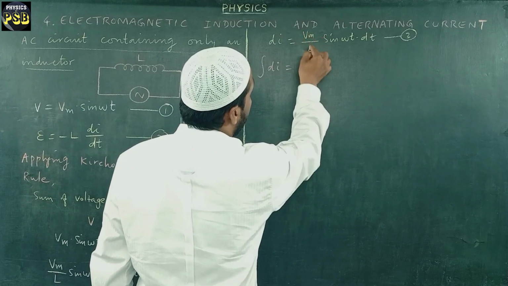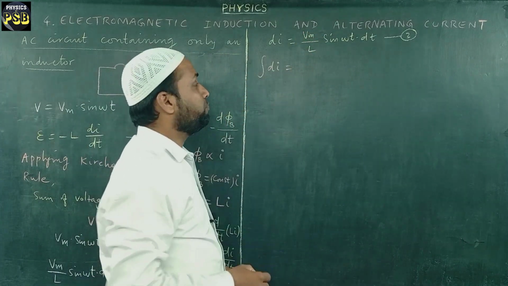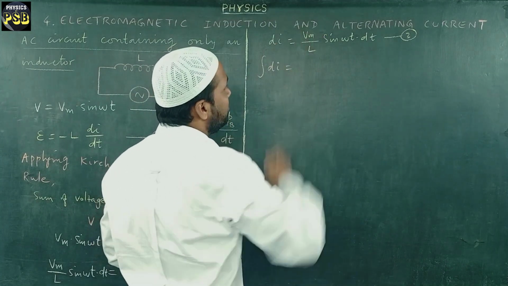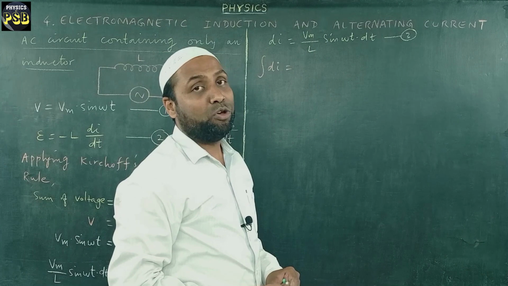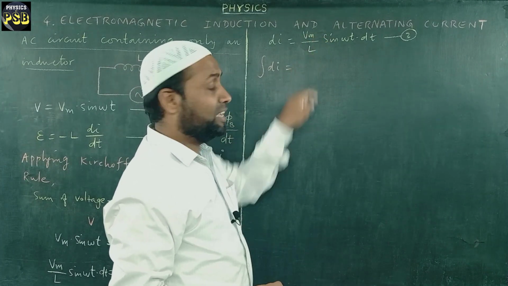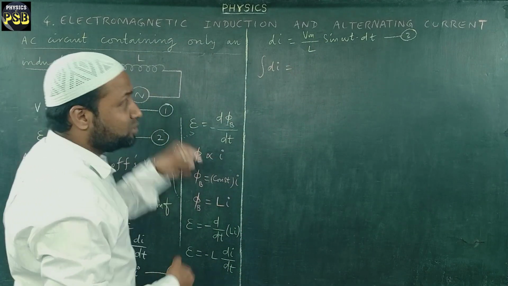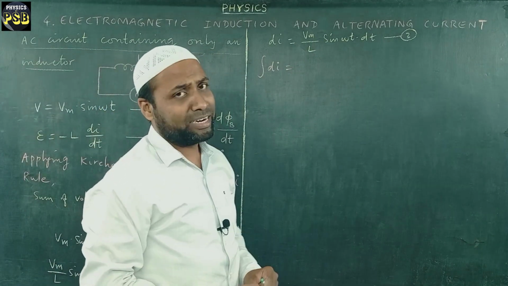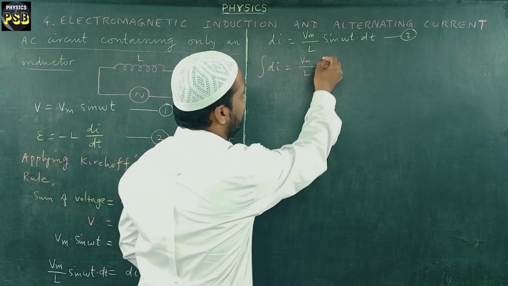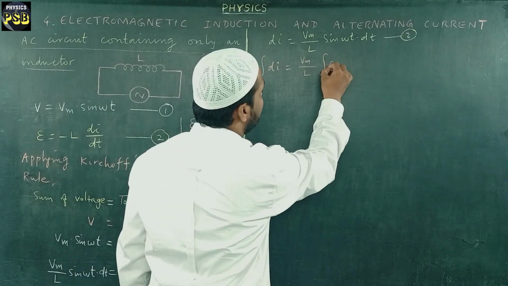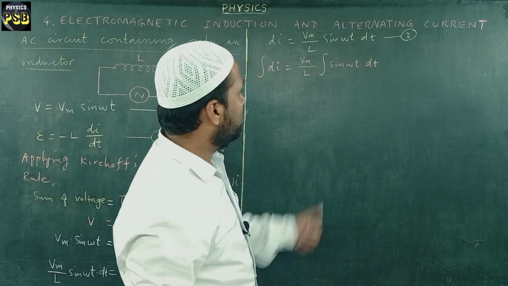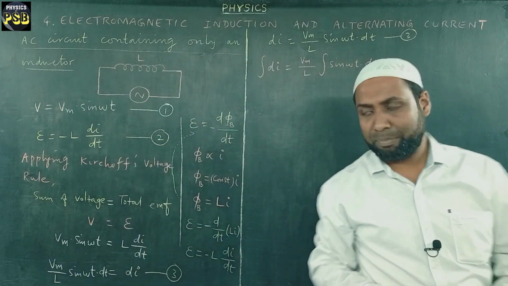Here Vm upon L is a constant. Vm stands for the peak voltage, which is a constant, and L is the inductance of the inductor, which is again a constant. We do not integrate a constant, so it is taken out. I skip one step here. Vm upon L is written outside the integration. So the integral of sin omega t dt. Now I am going to integrate this and see what happens.